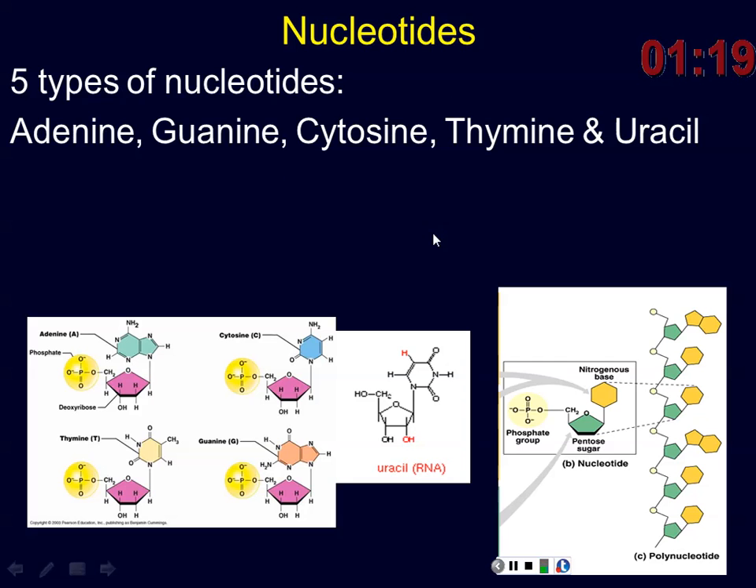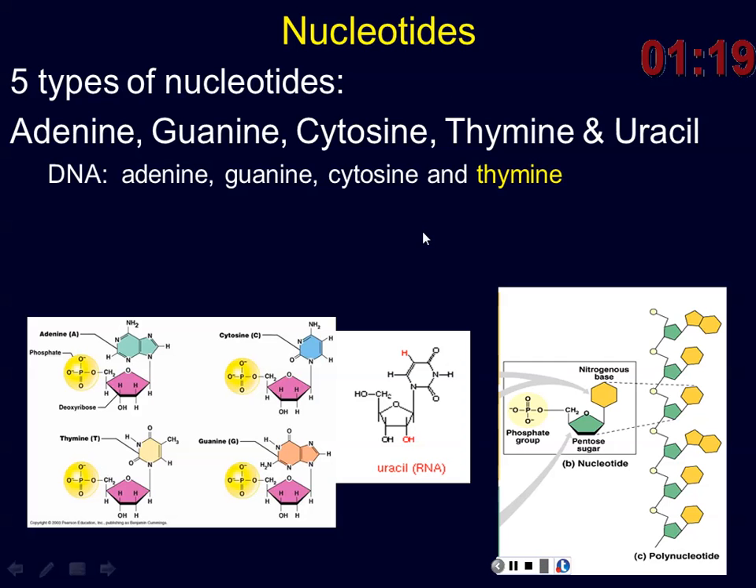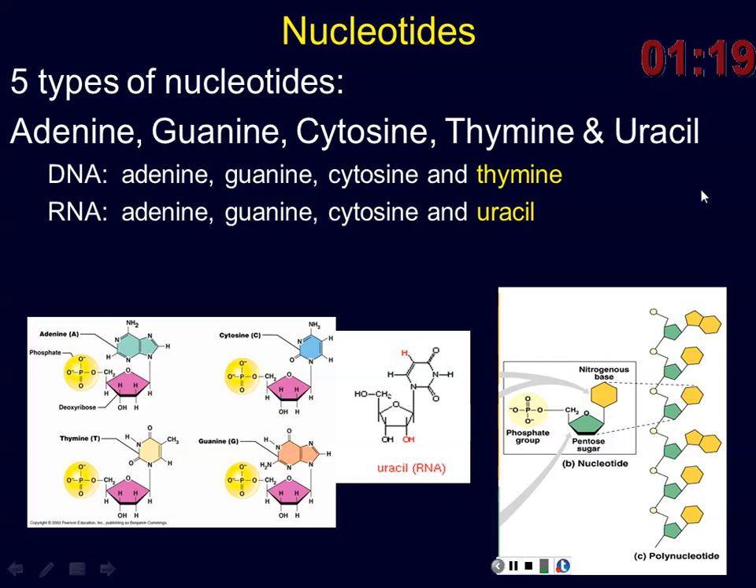DNA contains the first four. DNA would have adenine, guanine, cytosine, and thymine. Notice that thymine is highlighted in yellow. RNA contains adenine, guanine, cytosine, and uracil.